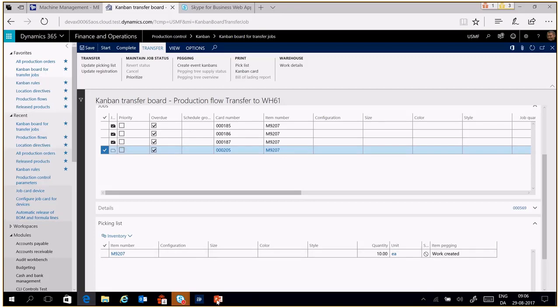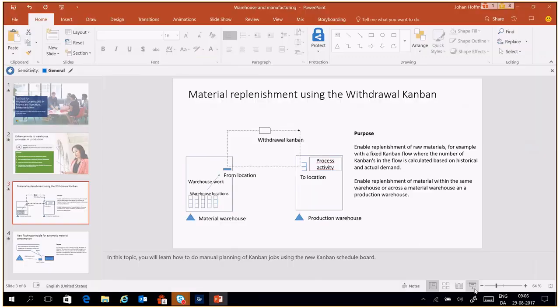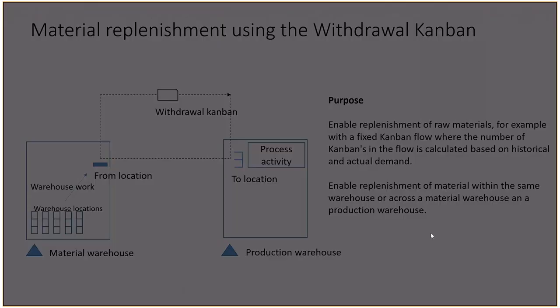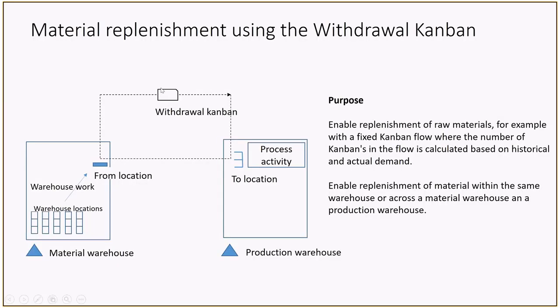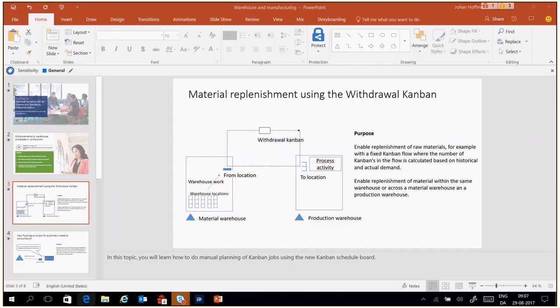So going back to the slide, the Kanban here is created, and work has been created to transfer the material from the warehouse locations to the from location. So we cannot make the transfer yet because work has not been completed. So let's try to complete the work. I'll go back to the application.